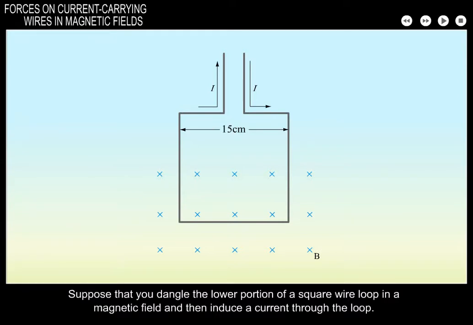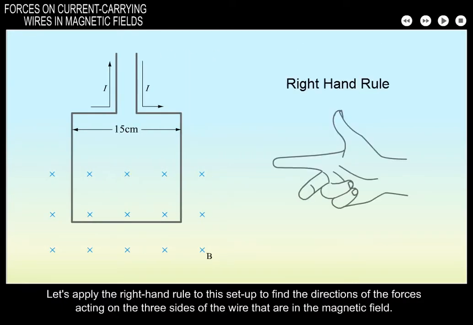Here's an interesting application. Suppose that you dangle the lower portion of a square wire loop in a magnetic field, and then induce a current through the loop. Let's apply the right-hand rule to this setup to find the directions of the forces acting on the 3 sides of the wire that are in the magnetic field.